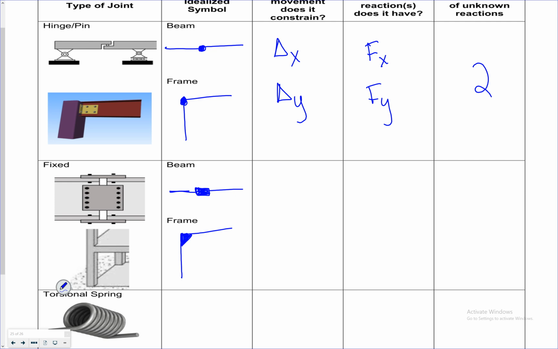And it's constraining deflection in the X and Y direction and rotation about Z. So I'm transferring forces in the X and Y direction and a moment. 1, 2, 3 unknowns.